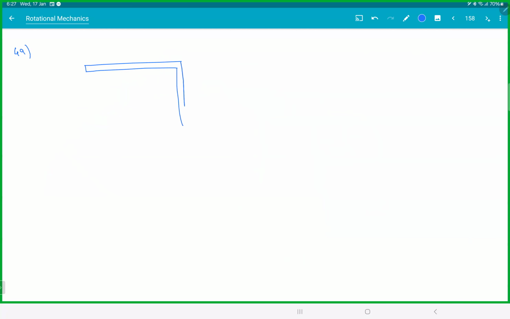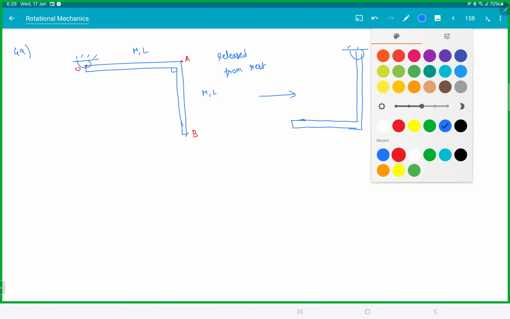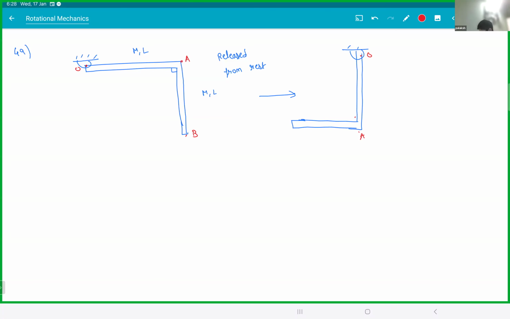We have a rod like this, hinged here. Mass M, length L, 90-degree rod, released from rest. So if I call this O, A, B, when you leave this, because of gravity, the rod will become like this. Basically, it became vertical.